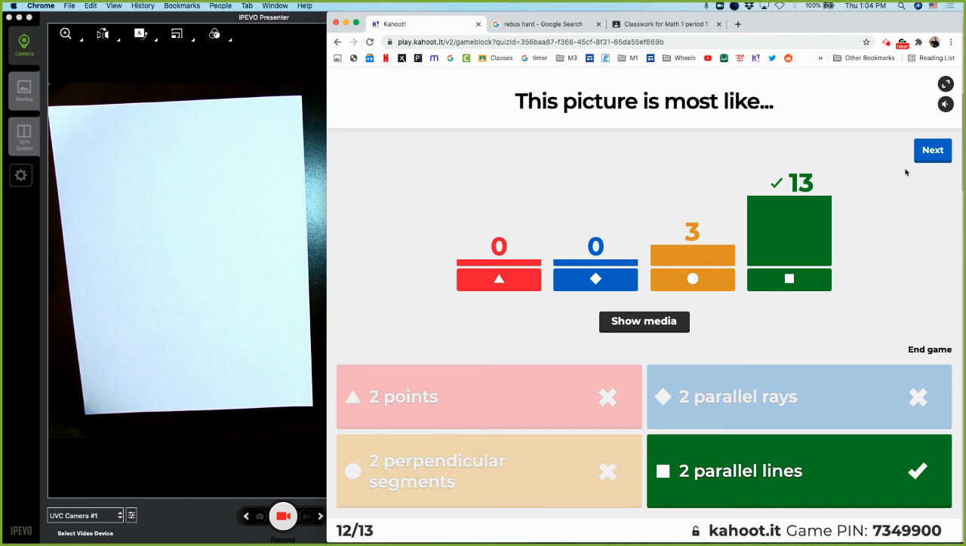Yeah, that's true. You're not on Earth. You're in space where parallel lines aren't straight.